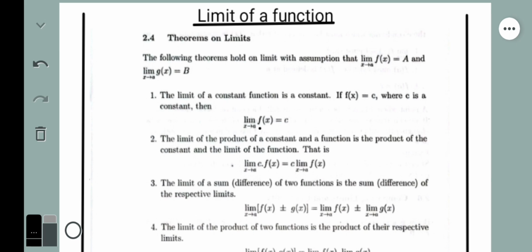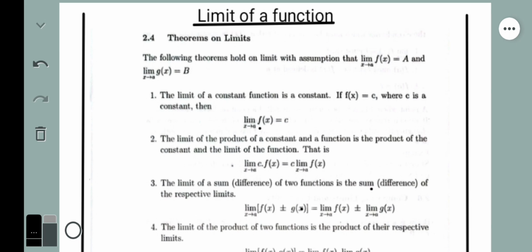What about theorem number 3? Theorem number 3 says that the limit of the sum or difference of two functions is the sum or difference of the respective limits. That is, when you have two functions being added together or subtracted from each other, then their limit is still equivalent to finding the limit of the first function f of x, plus or minus the limit of the other function g of x. Do you get it now?